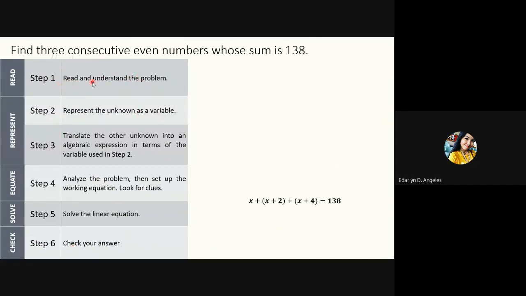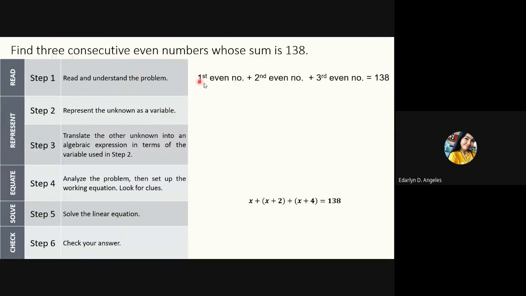So our step one is to read and understand the problem. As you can see here, class, in our problem, we have to find three consecutive even numbers. What is meant by consecutive even numbers? These are the continuous even numbers. We know that even numbers are 0, 2, 4, 6, 8, right? And so on and so forth. So consecutive meaning it should be continuous, like 0, 2, 4, or 4, 6, 8, or 12, 14, 16, and so on, as long as it is continuous or consecutive.